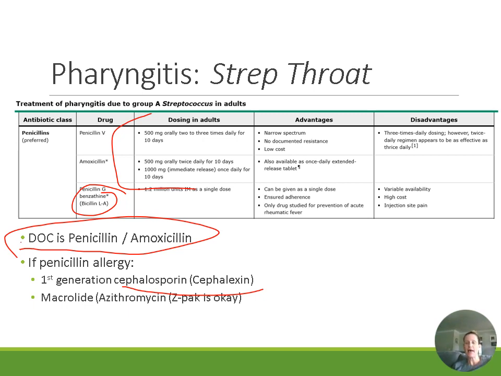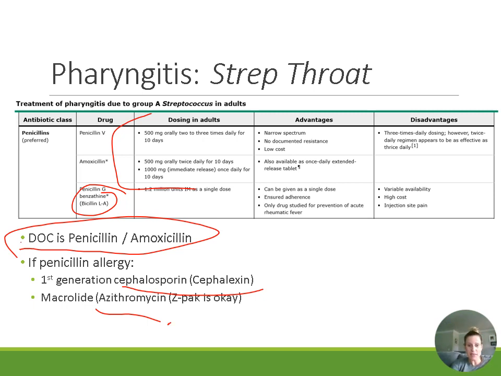If patients had a severe allergy and a true allergy to penicillins, then you don't want to try the cephalosporin. In that case, a macrolide should be given. Azithromycin is generally the preferred macrolide over clarithromycin. I'll talk about why in a second, but azithromycin is generally preferred.